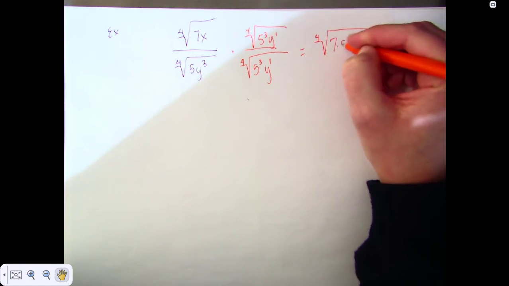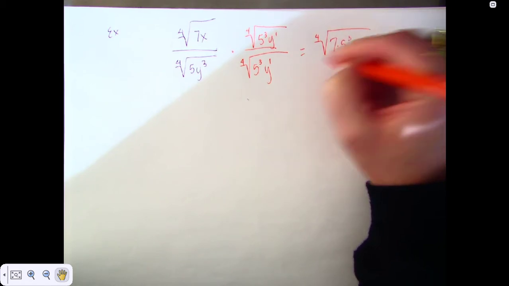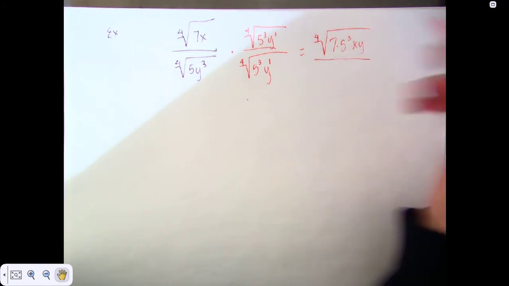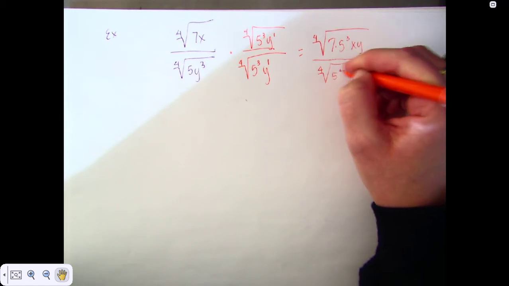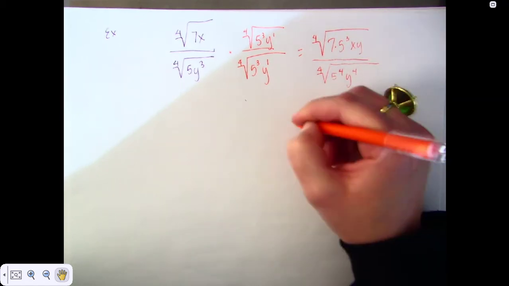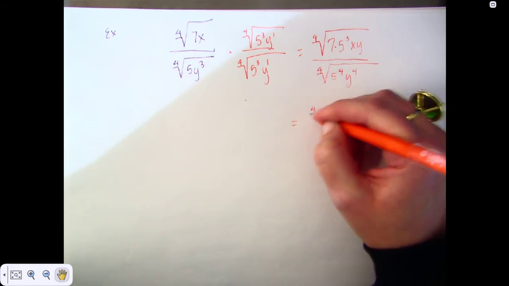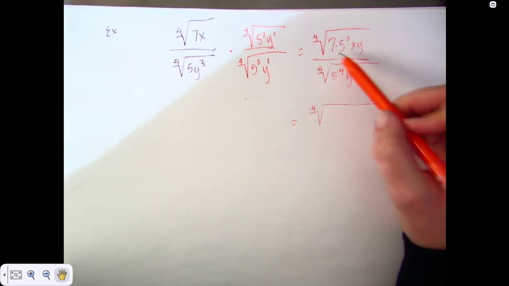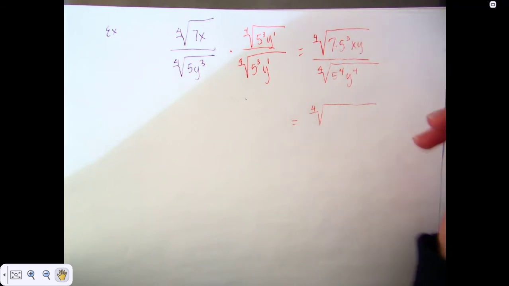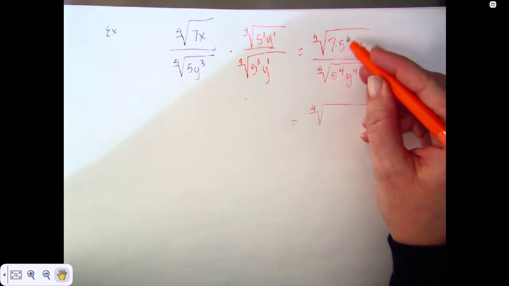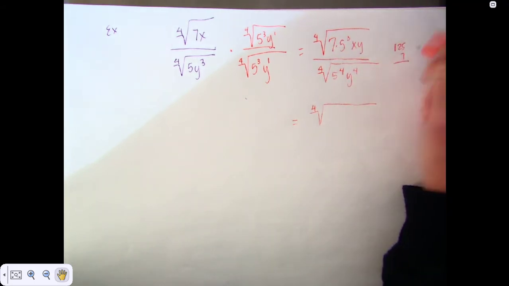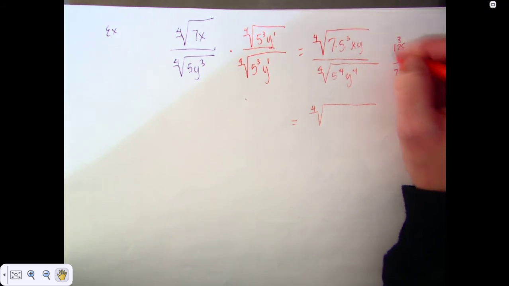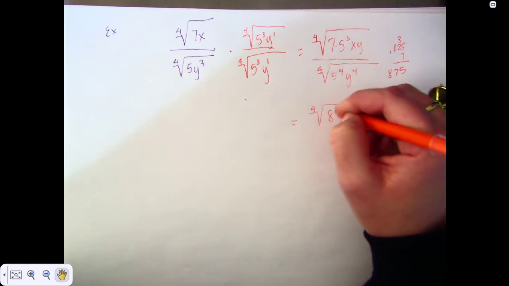So I have 7, 5 to the third, x, y, over 4th root of 5 to the 4th, y to the 4th. Can I simplify anything in the numerator? No, because I don't have an exponent of 4 of anything. So I'm going to multiply those back together. So what is 5 to the third? 125 times 7. It's going to be 875. I should probably use a calculator.